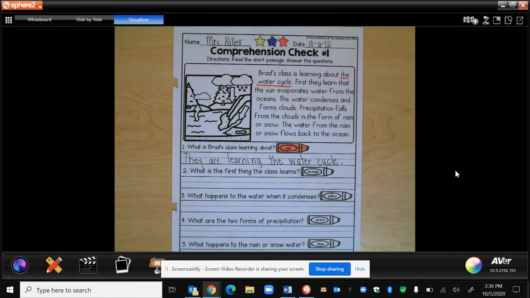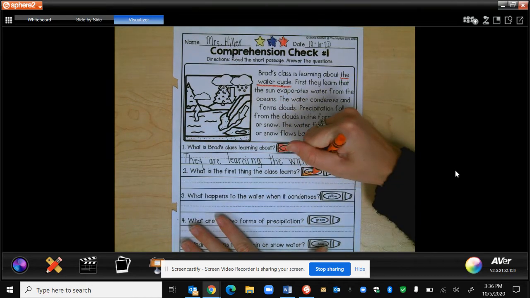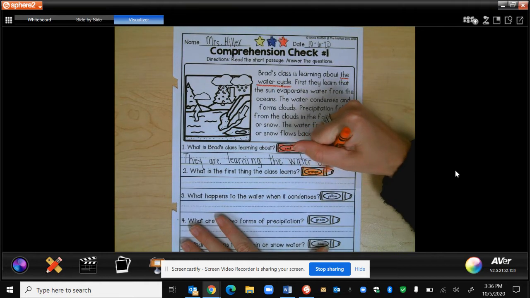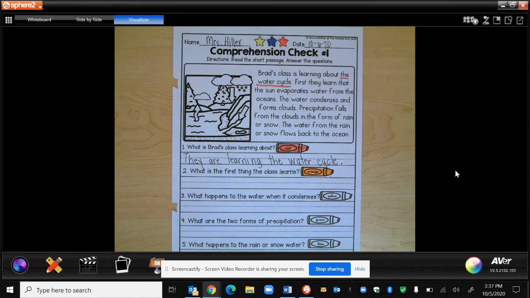If I just wrote the water cycle, that's not a complete thought, right? So let's look at number 2. Number 2 is the orange question. So let me get an orange. Color this. I like to color these because then it tells me exactly what I'm doing here. Okay, what is the first thing the class learns?